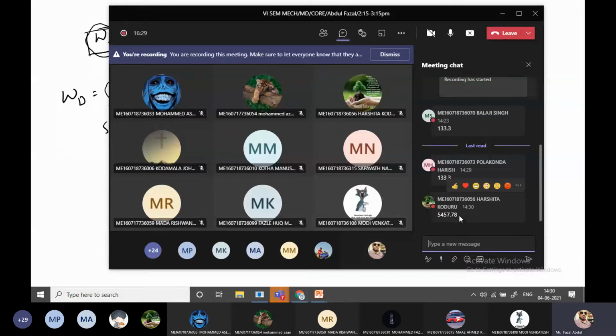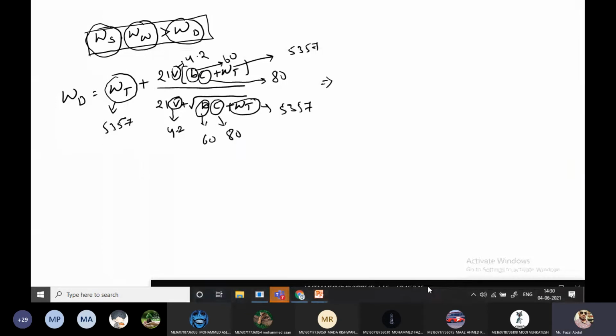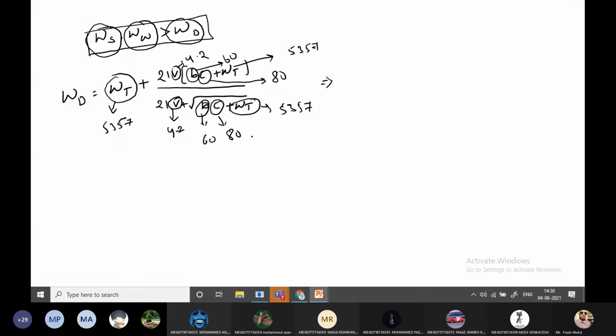Archita, the code is given, 5357. Okay. 5357. Okay, WT we got. Now wear load. So what is the equation for the wear load?